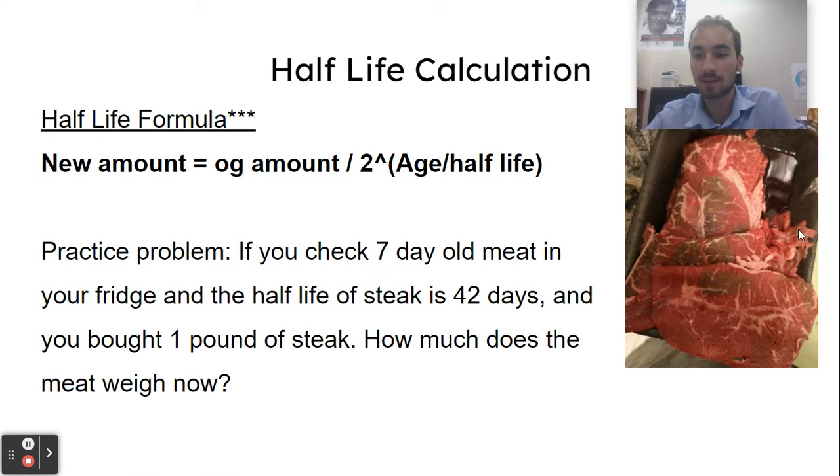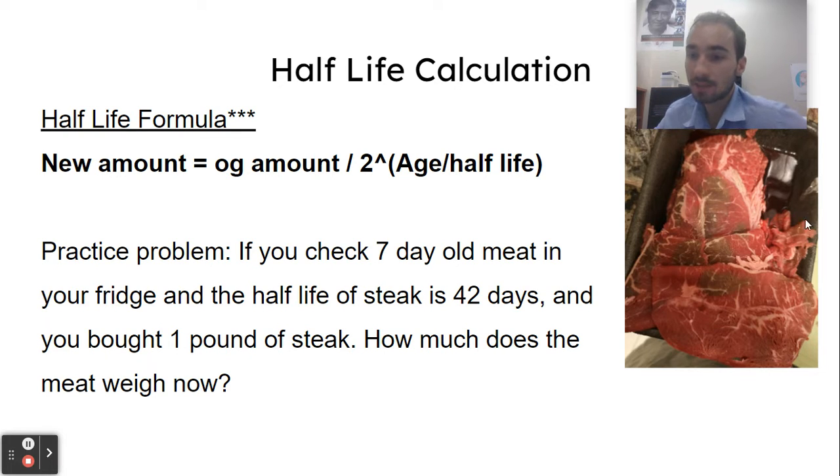So, here's my example. If you check 7-day-old meat in your fridge and the half-life of steak is 42 days and you bought 1 pound of steak originally, how much does the meat weigh now? Okay? So use what you know from the problem and plug it into the formula. We don't know how much it weighs now. We know that it was 1 pound when we bought it. And we know that it's been in the fridge for 7 days and the half-life is 42 days.